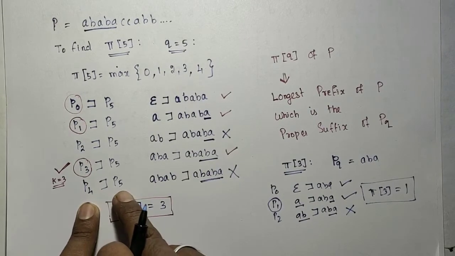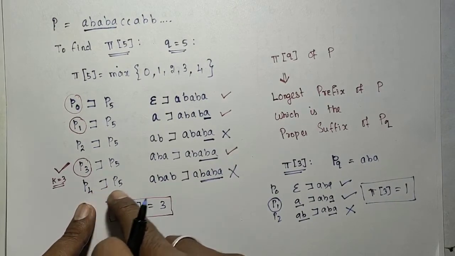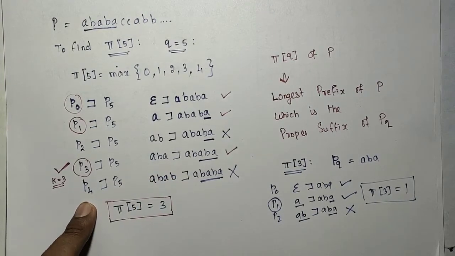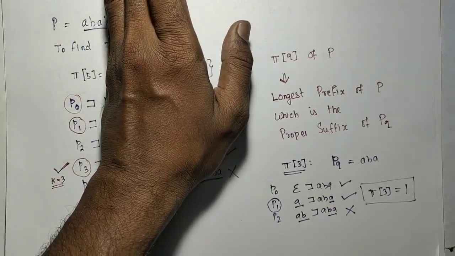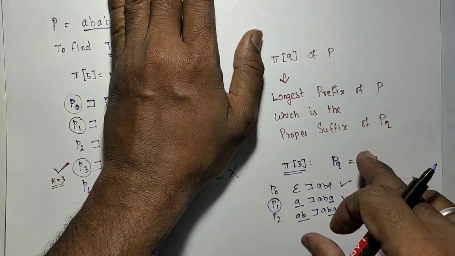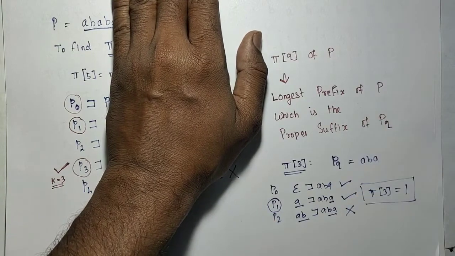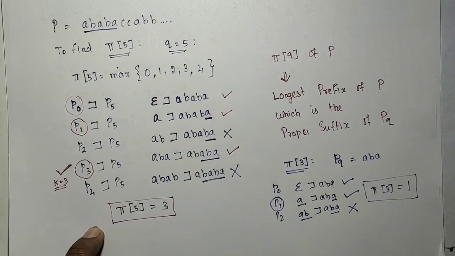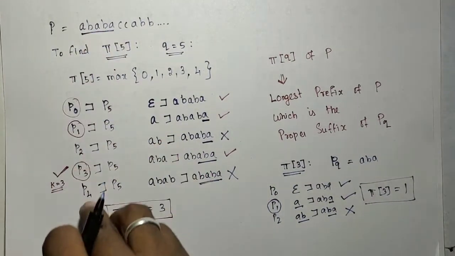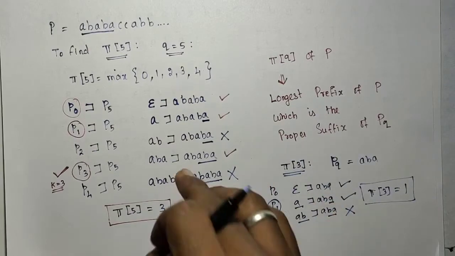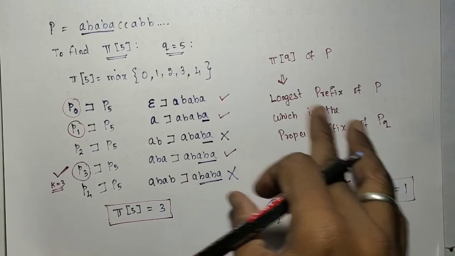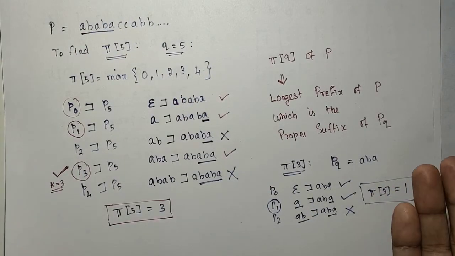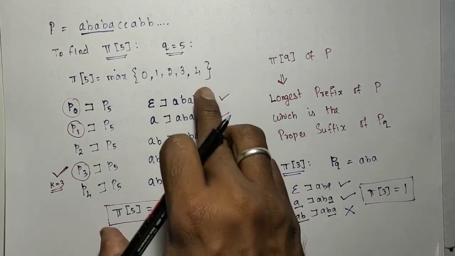The suffix of the P5 only. P5 is a suffix of what? P5 only. But we will not consider the entire string. So up to the previous string, from that, which is the longest prefix, like that only we have to check it. Okay, so we will not include P5 in that. If you are including P5 also, by default the 5 will be the maximum, because ABABA is a suffix of ABABA. So we may need to choose the 5 as the maximum, that is not included here.